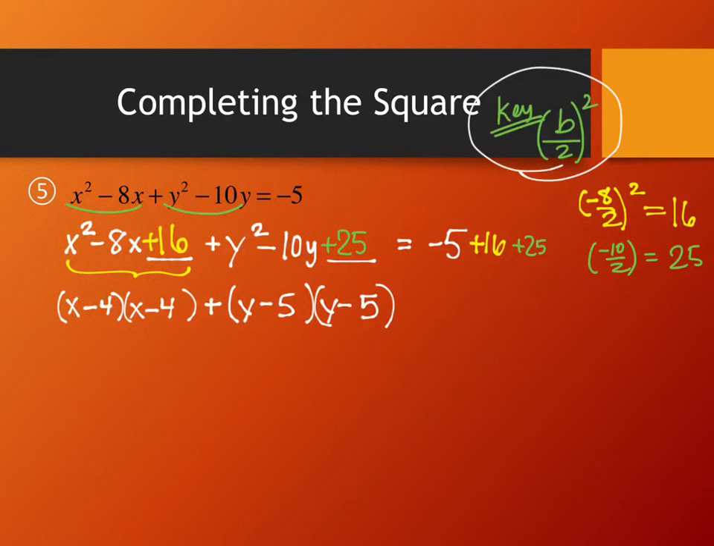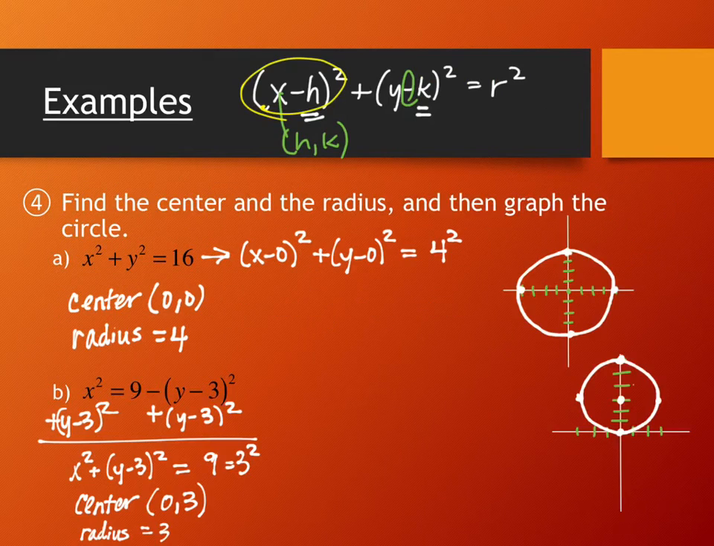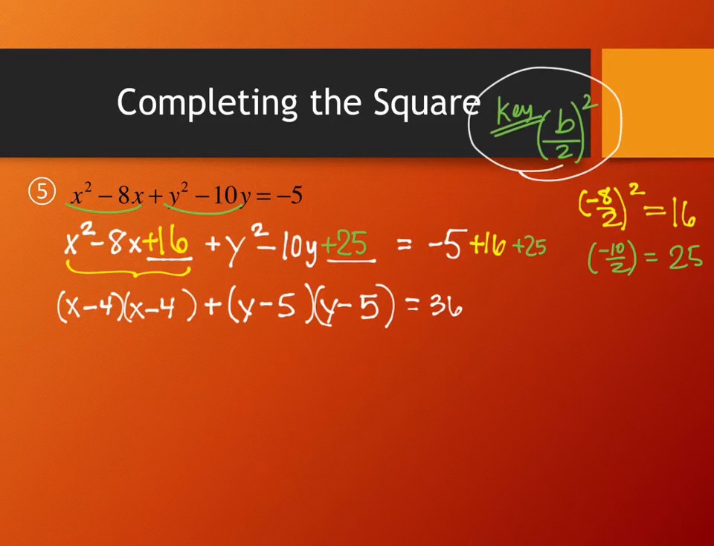Over here, then, I need to simplify whatever I have. So I have -5, positive 16, and positive 25. What is that? 36. Okay, so far so good? This is actually looking really close to the part up there in the black bar. The only thing that's lacking is the notation: instead of writing x minus 4 times x minus 4, I can write x minus 4 squared. And instead of y minus 5 times y minus 5, I can write y minus 5 squared.